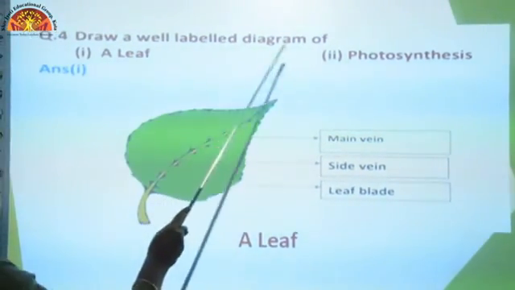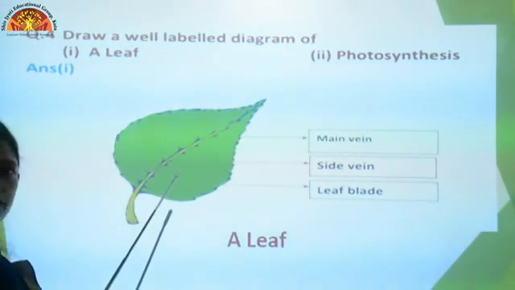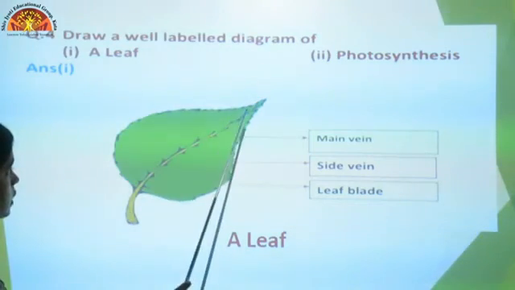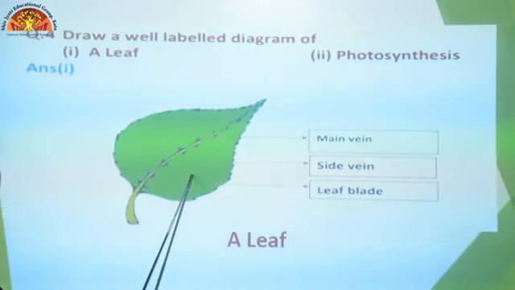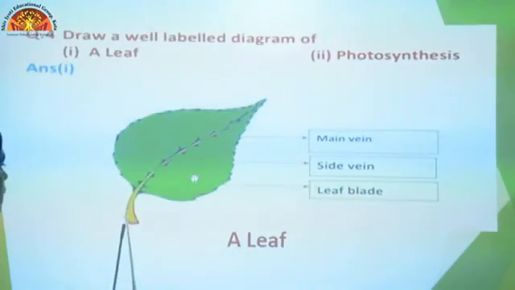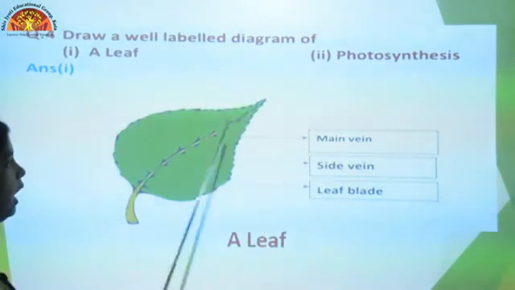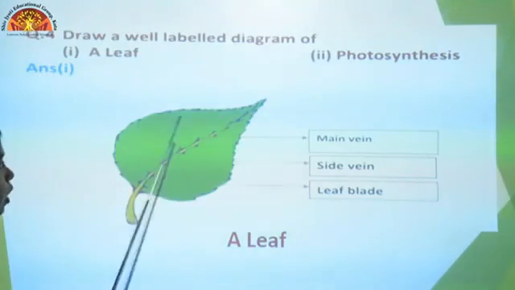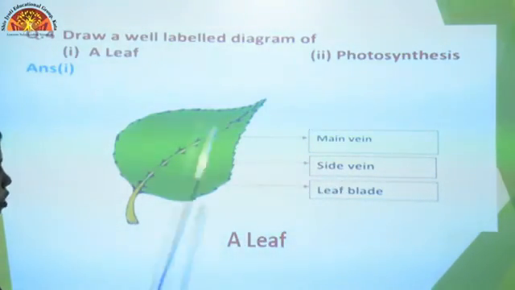Then we come to the next question. Draw a well labeled diagram of a leaf. Now see here, this is the diagram of a leaf, and I have also explained you earlier. This flat broad part is called as leaf blade or leaf lamina. Then you can see this tube which is running through the center of the leaf is called as main vein, and the tubes or the veins which are arising from the main vein throughout the leaf surface are called as side veins. So this is about the structure of a leaf.